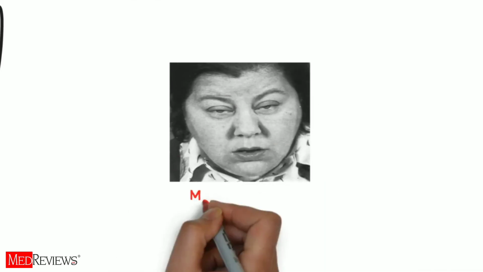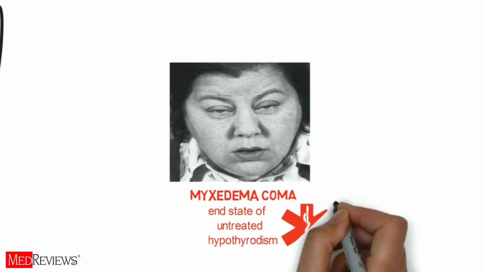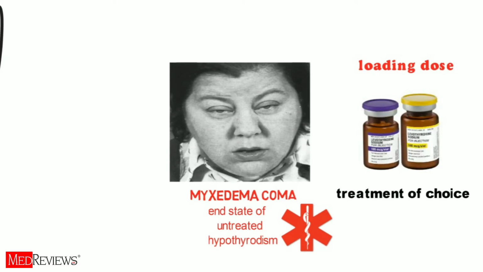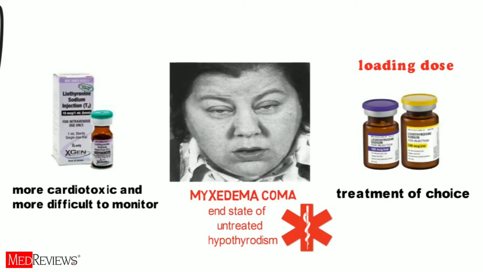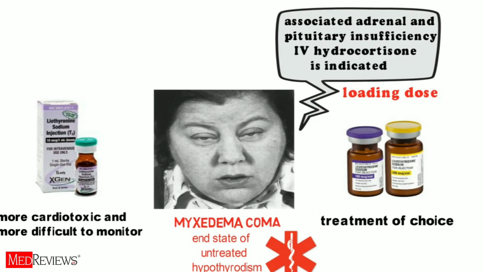Second case, myxedema coma, the end state of untreated hypothyroidism, which is a medical emergency. The treatment of choice is to give a loading dose of levothyroxine intravenously. We can also use intravenous liothyronine, but it may be more cardiotoxic and more difficult to monitor. Keep in mind, if the patient has associated adrenal or pituitary insufficiency, intravenous hydrocortisone is indicated.